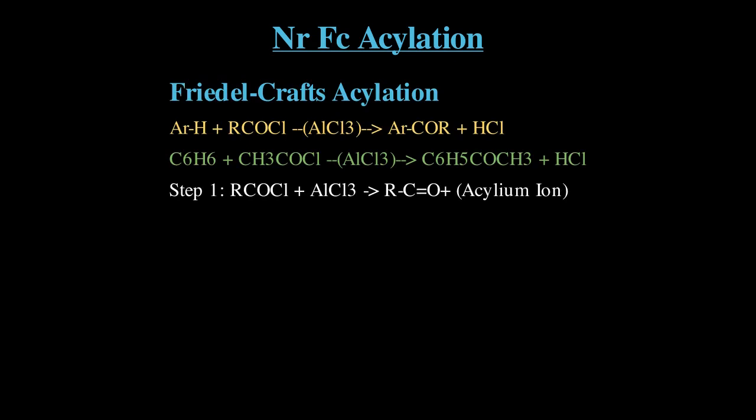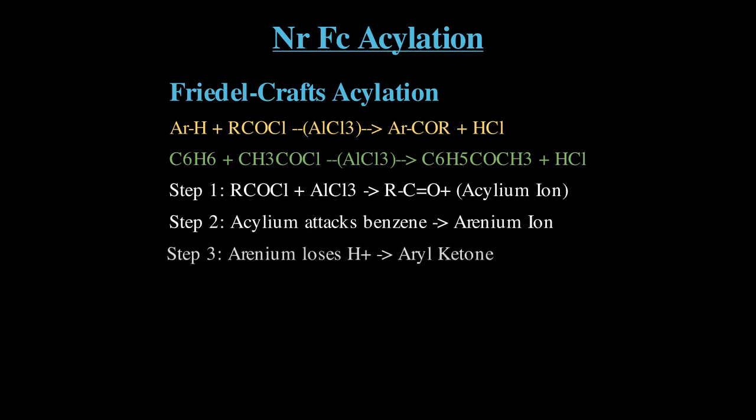The mechanism should look familiar. Step 1, the acyl chloride and the AlCl3 generate a resonance-stabilized electrophile called an acylium ion, RCO+. Step 2, this acylium ion attacks the benzene ring, forming the arenium ion intermediate. Step 3, a proton, H+, is lost to restore the ring's aromaticity, yielding our aryl ketone.